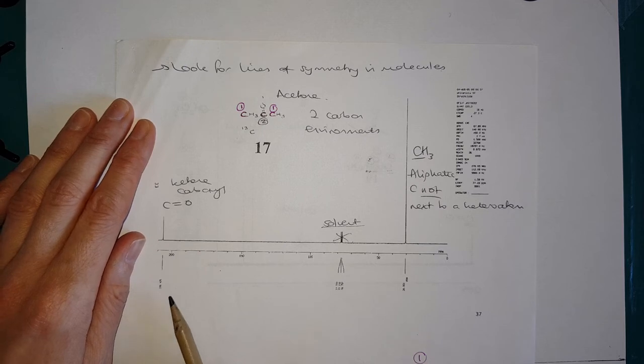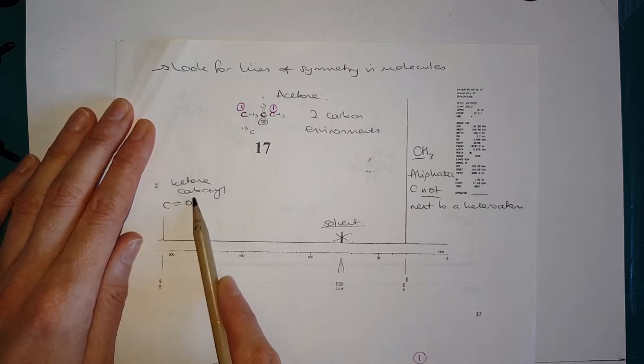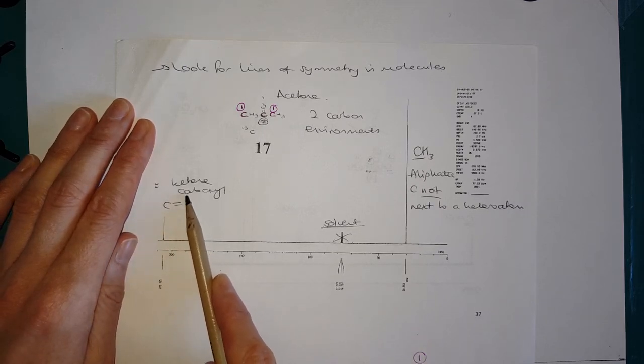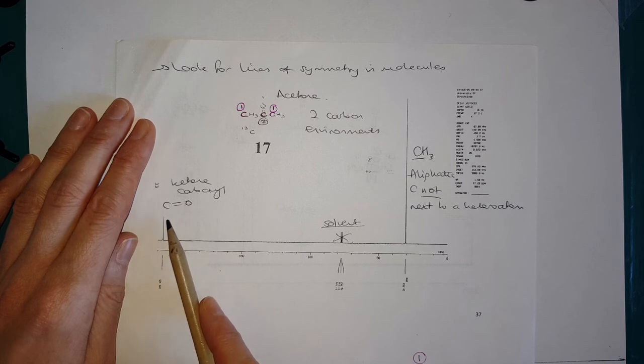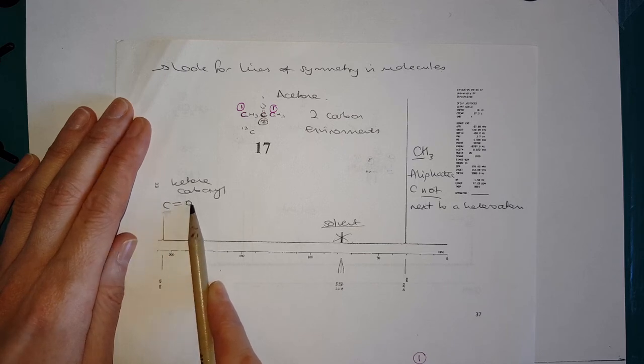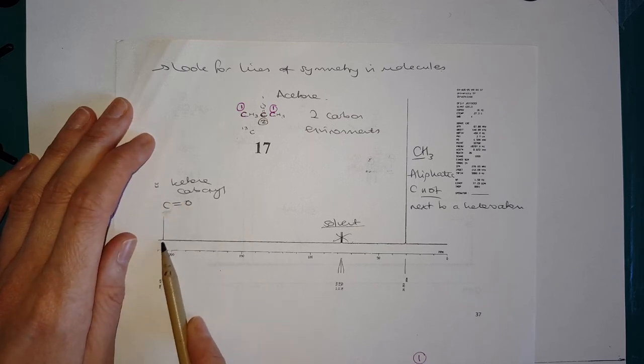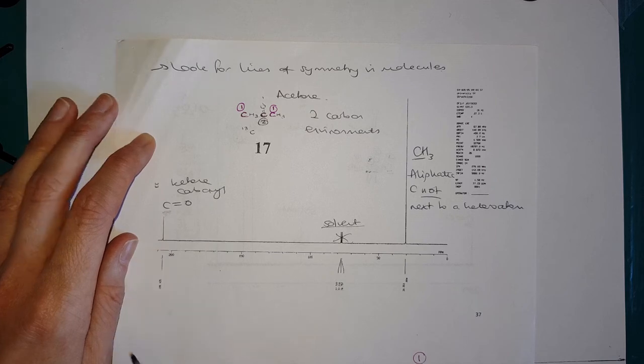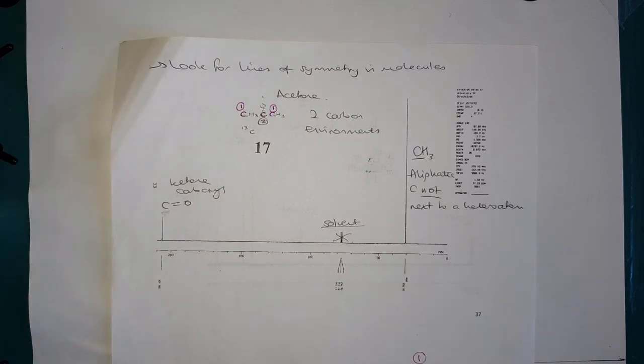The other peak we see is up here, about 206 ppm, which is characteristic of a ketone carbonyl carbon. So the carbon that's double bonded to the oxygen gives a peak just over 200 ppm.